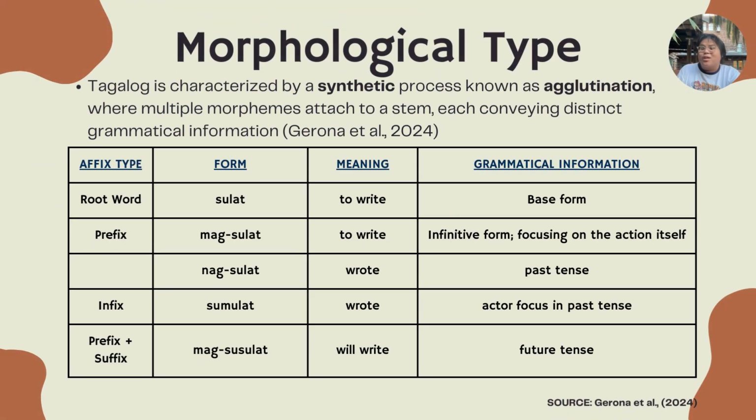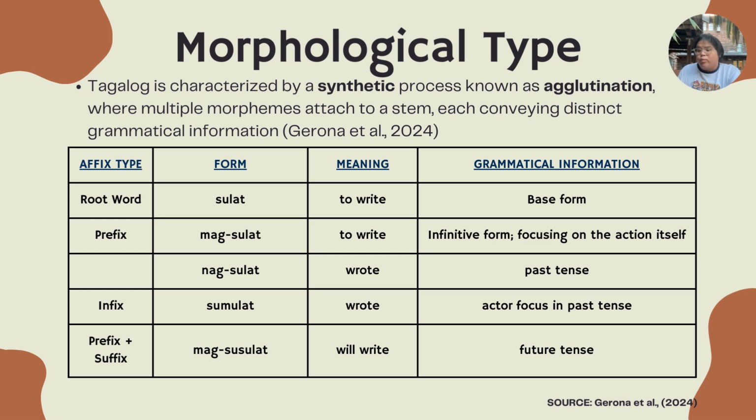So, in Tagalog, words are often formed through a process called agglutination, where multiple morphemes are attached to a base stem to convey different grammatical meanings. For example, the root word sulat, meaning to write, can take various forms. Magsulat for the infinitive form, focusing on the action itself, then nagsulat, indicating the past tense of the action. Sumulat, where the infix indicates actor focus in the past tense. Magsusulat, a combination of prefix and suffix, which conveys the future tense.